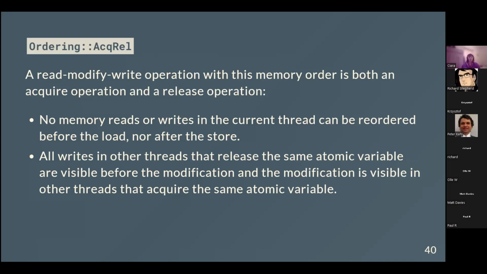So no memory reads or writes in the current thread can be reordered before the load nor after the store, and all writes in other threads that release the same atomic variable are visible before the modification. The modification is visible in other threads that acquire that atomic variable. So it's just the same as the two previous ones, but combined for those cases where you might be doing a read, modify, write.